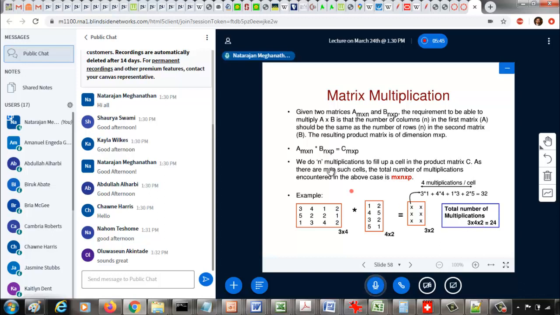So in general, if you want to multiply two matrices of dimension m by n and n by p, the number of multiplications we do is m times the common dimension n times p. That's the number of multiplications we do to multiply two matrices of m by n and n by p. That's something important you have to remember. Okay, so let us continue.